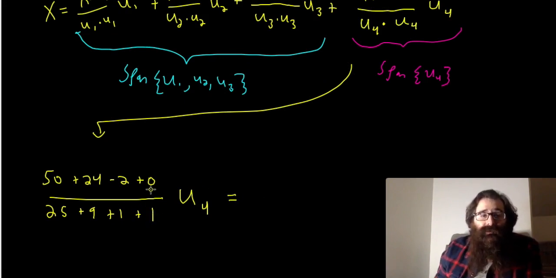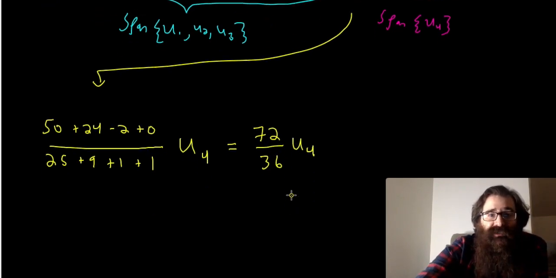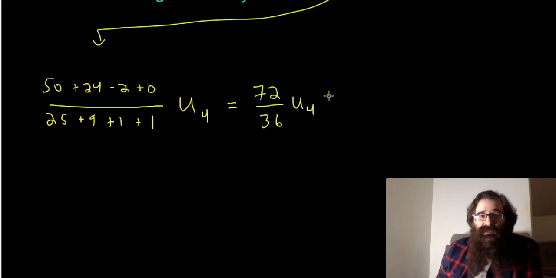Now, I'm going to go ahead and clean up this coefficient. So let's see what we have on top. We'd say, okay, 24 minus 2 is going to give me 22. 50 plus 22 is going to give me 72. Divided by, here I have 25. 9 and 1 is 10, so that's 35. Plus 1 is 36. Times vector u sub 4. And if I clean up that coefficient, 72 divided by 36, that's really 2 times vector u sub 4.